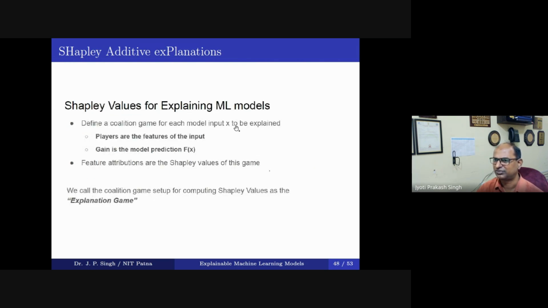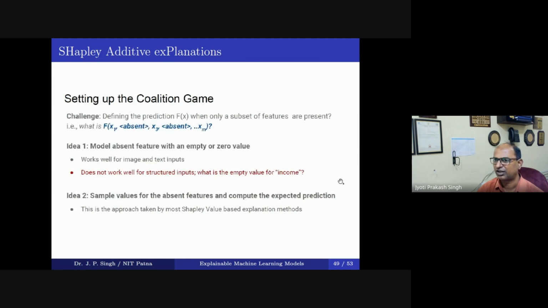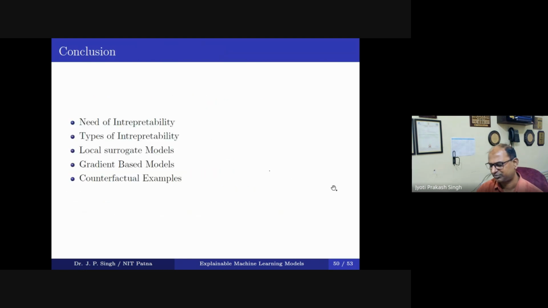As I have already told, you can consider these layers to be features of the input, and your gain is the model prediction level. So then you can adjust it. To conclude this session, I hope that I have justified the need for interpretability in machine learning in healthcare applications. I've explained the different types or categories of interpretability we can define.